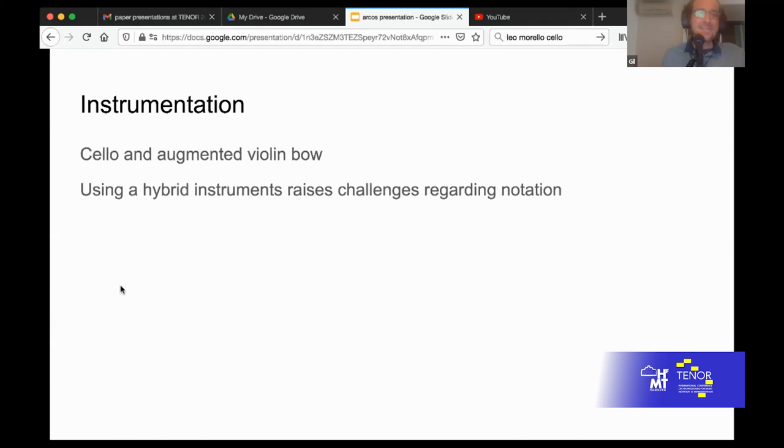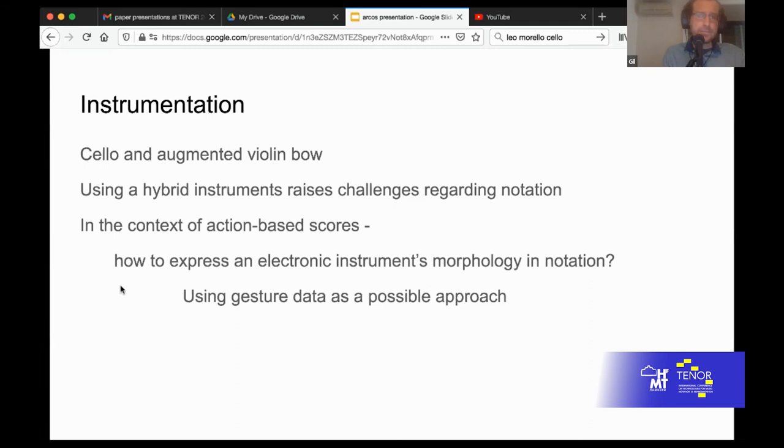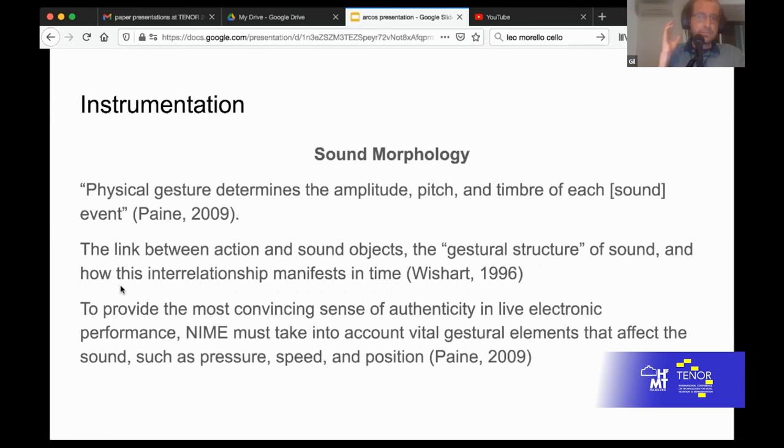But the idea is that using this type of hybrid instrument raises challenges regarding notation, especially in the context of action-based scores. The question is how to express this type of electronic instrument's morphology in notation. And I thought that using gesture data to drive the notation, for what I wanted to do, was the best approach.